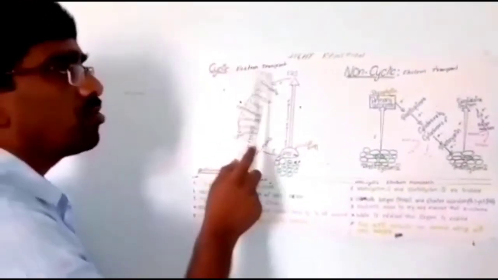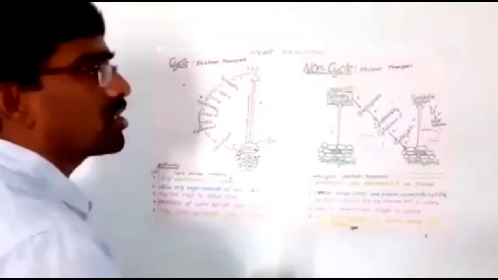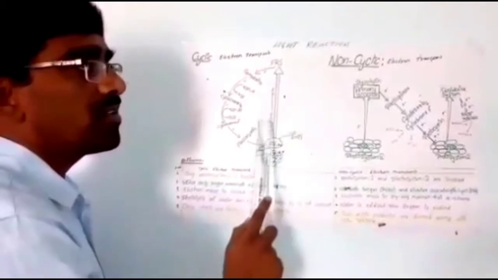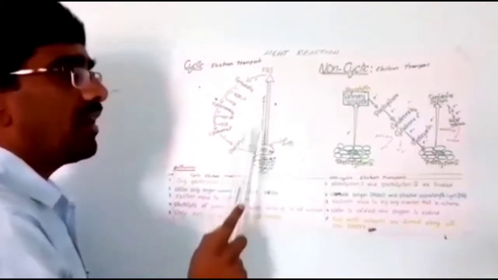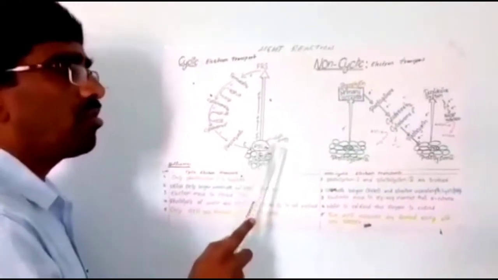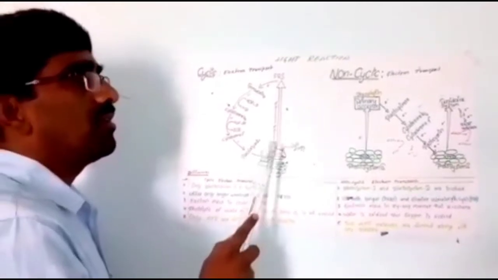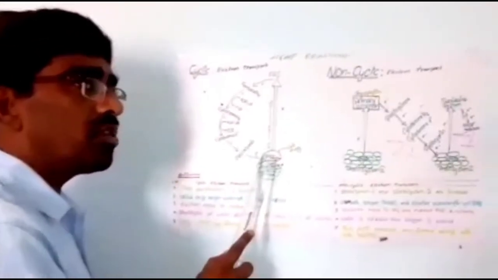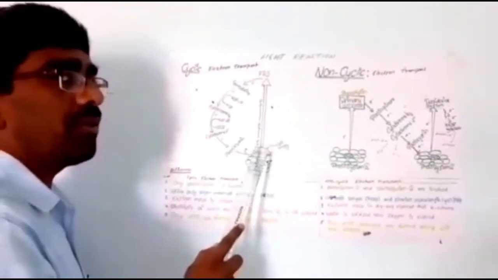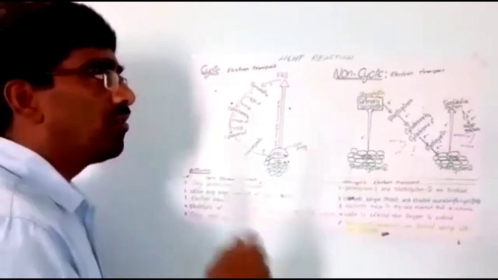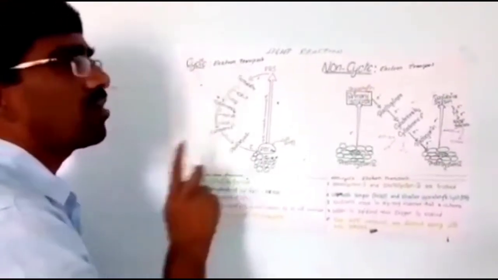The first one is cyclic electron transport as well as non-cyclic electron transport. What is the importance of these two phases in this process? Light energy is used, chlorophyll molecules are used, and then the ATP form of energy is produced, as well as the NADPH2 form of energy. First we can try to understand cyclic electron transport.